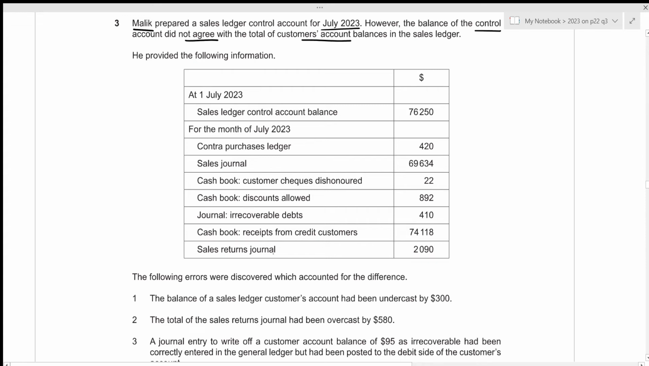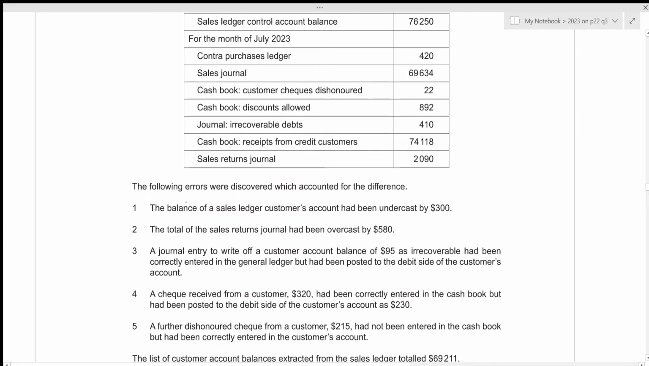Always remember that for our sales ledger control account, we use our books of prime entry, which means that we'll be using the value from our journals and the cash book within our sales ledger control account. But if we're talking about the sales ledger account, in this case, we'll be writing down the values according to our customer's account balances. Let's have a look at the errors.